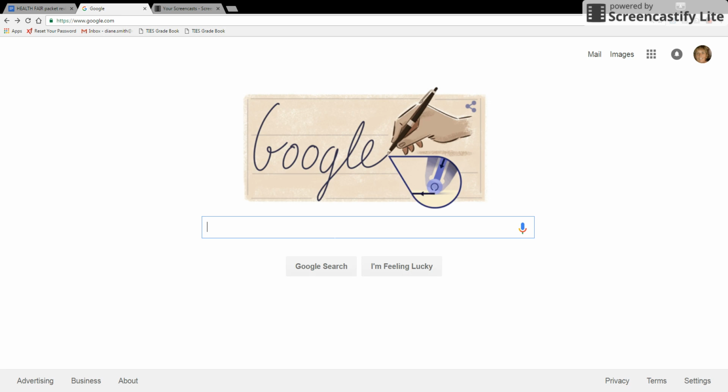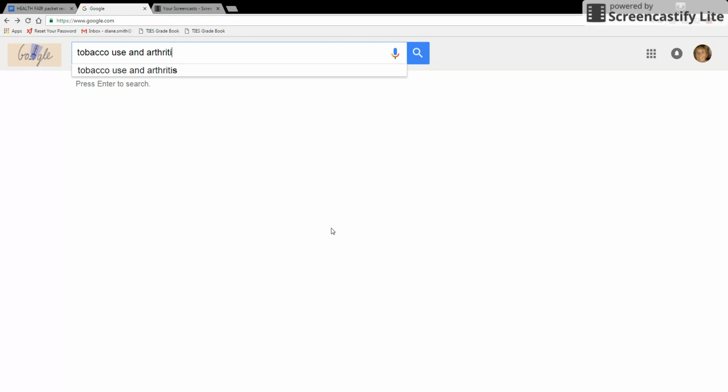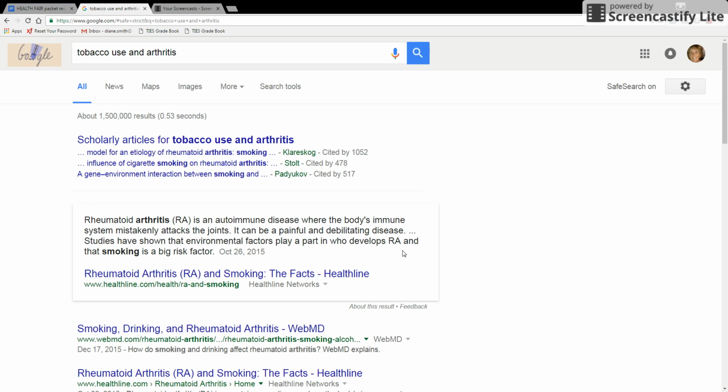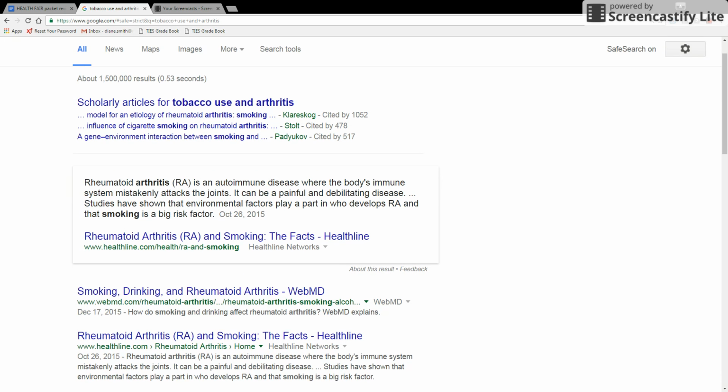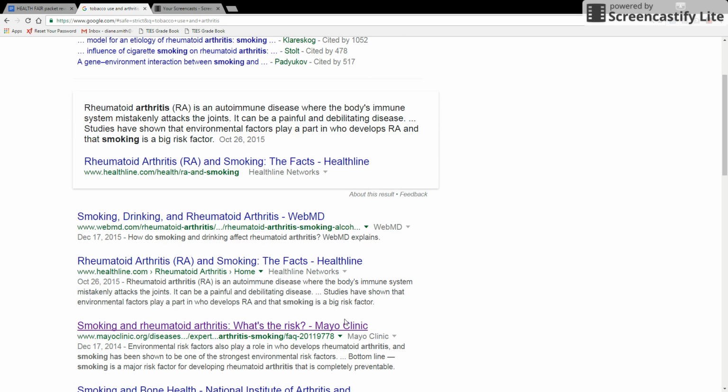I will put in tobacco use and arthritis. I will search there. I won't pick the first thing that comes up. Now I'm going to look for important and notable and valid pieces of information or areas of information. I know WebMD is good. It's doctor-based. I don't know anything about the Healthline, so I might stay away from there. But I do know that the Mayo Clinic is also doctor-based and a lot of research-based, so I'm going to click on this.